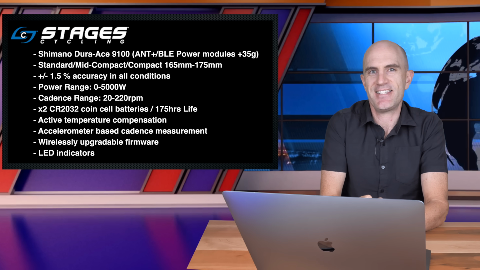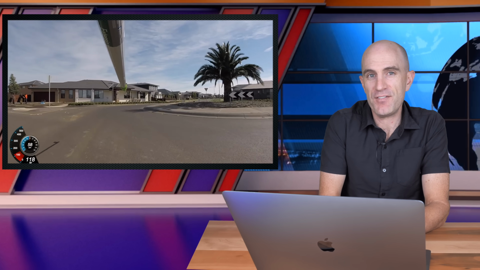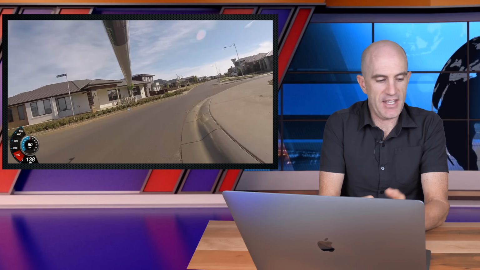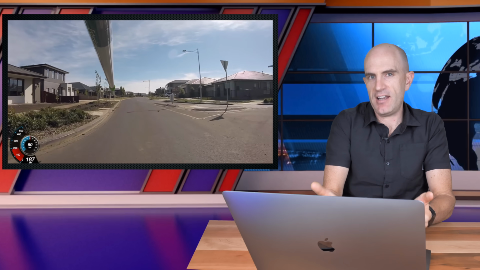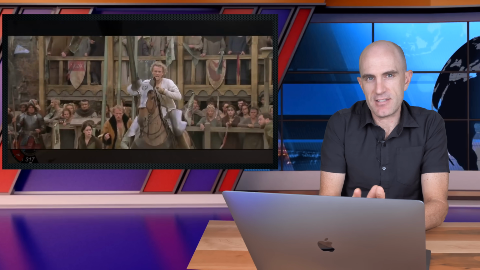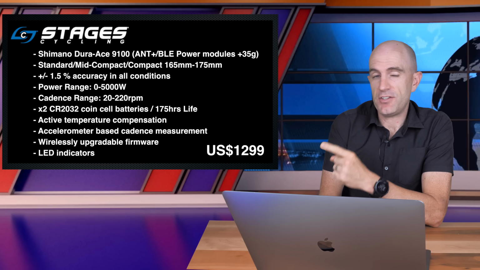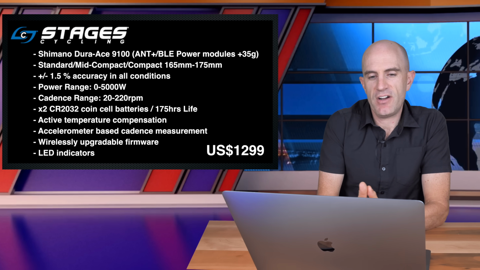Now, I have tested this with the left side 105 Gen 3 Stages. I literally put the head unit meters away on the bike and had no dropouts. So dropouts and signal strength are not an issue with this unit. With the price tag of this particular unit, the Dura-Ace model, coming in at $1,299 US.